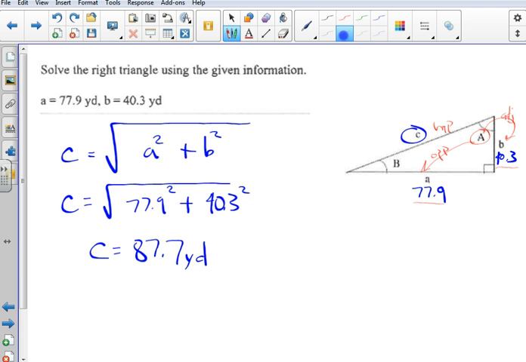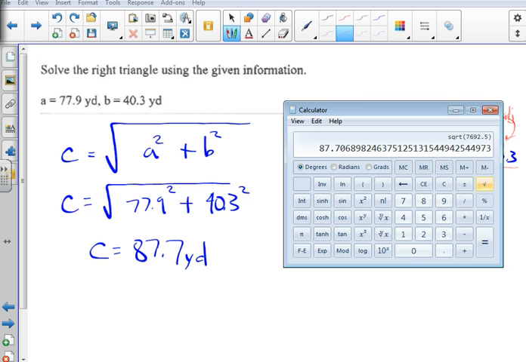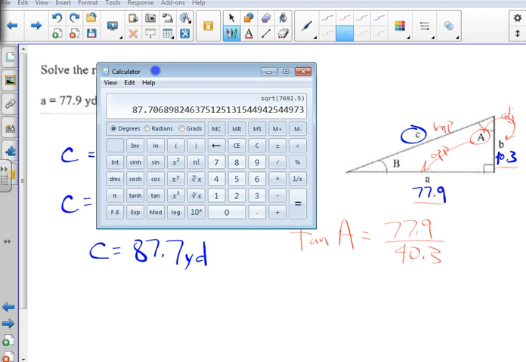So if I use A, let's use opposite and adjacent. So that would be tangent. All right, then go through SOHCAHTOA. Opposite and adjacent is tangent. So the tangent of angle A is the opposite, 77.9, divided by the adjacent, which is 40.3. So I'll do the 77.9 divided by 40.3.